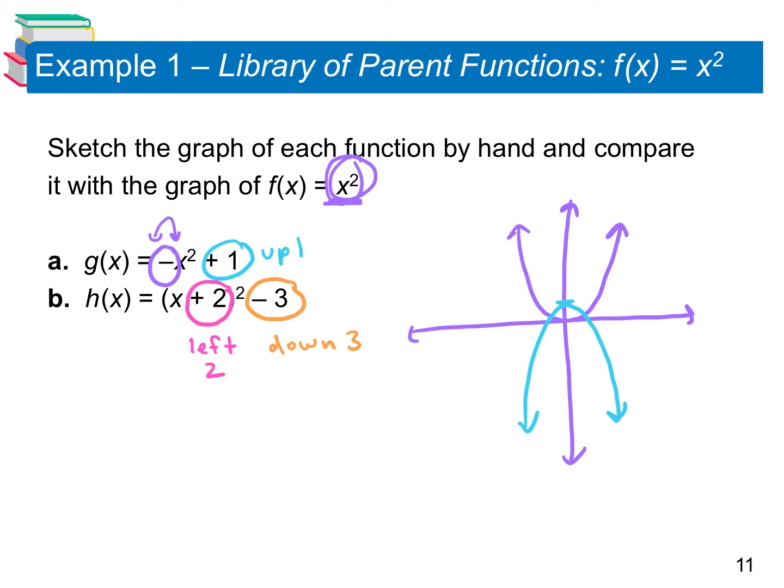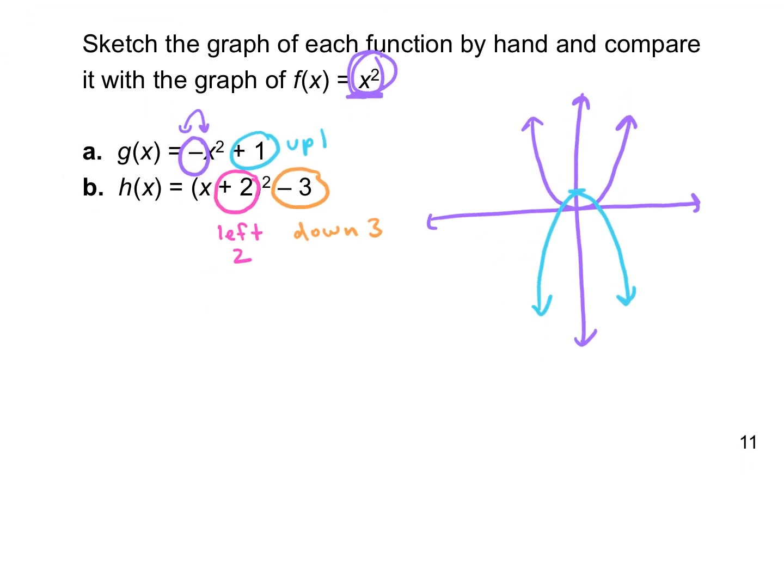The +2 is like opposite sides, so it'd be negative. If it's inside the parentheses, it does the opposite of what you would think. So if it were minus, it would go to the right. And if it's on the outside, it's just the same. So minus goes down, plus goes up.